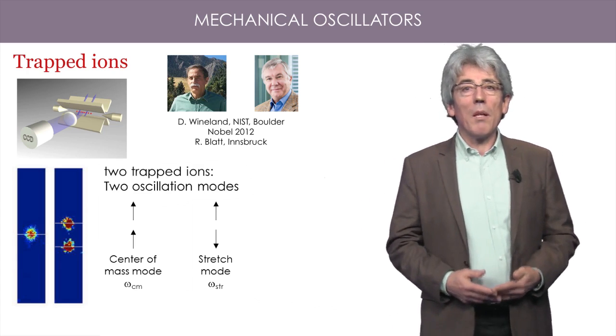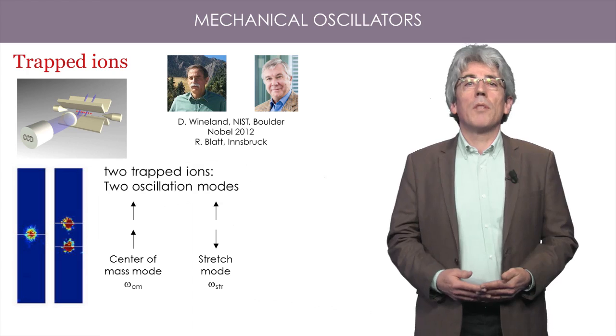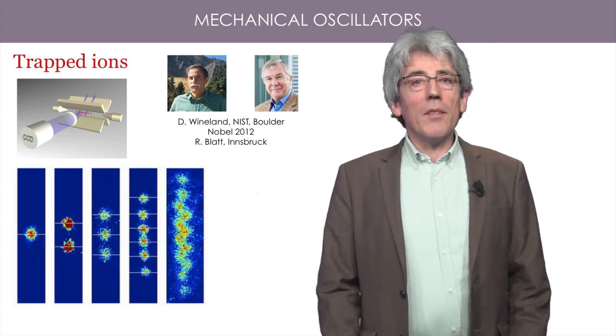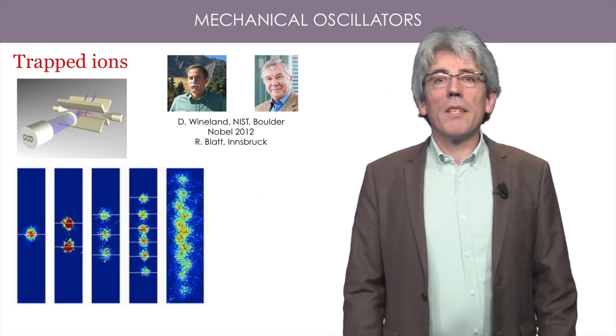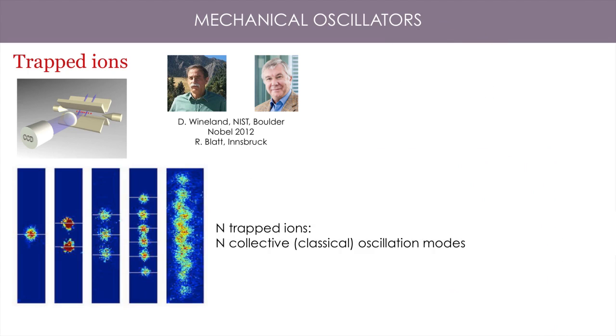This mode can be quantized as two independent harmonic oscillators. This approach generalizes to the quantum description of the motion of n trapped ions, whose classical motion can be described in terms of the superposition of n harmonic modes, each of them being characterized by its own oscillation frequency. Remarkably, each of these modes can be quantized individually as a single harmonic oscillator. Also, each mode involves many interacting particles.